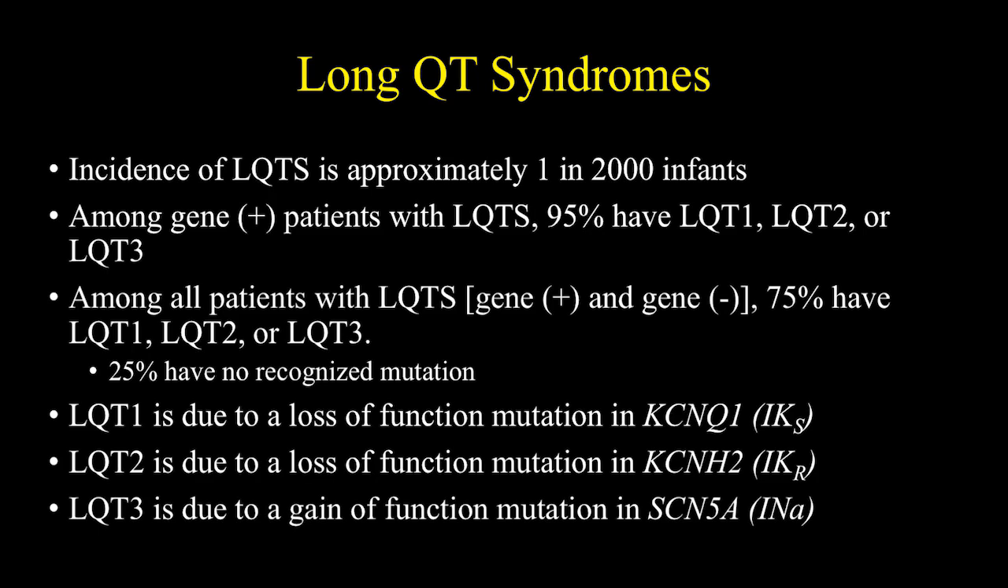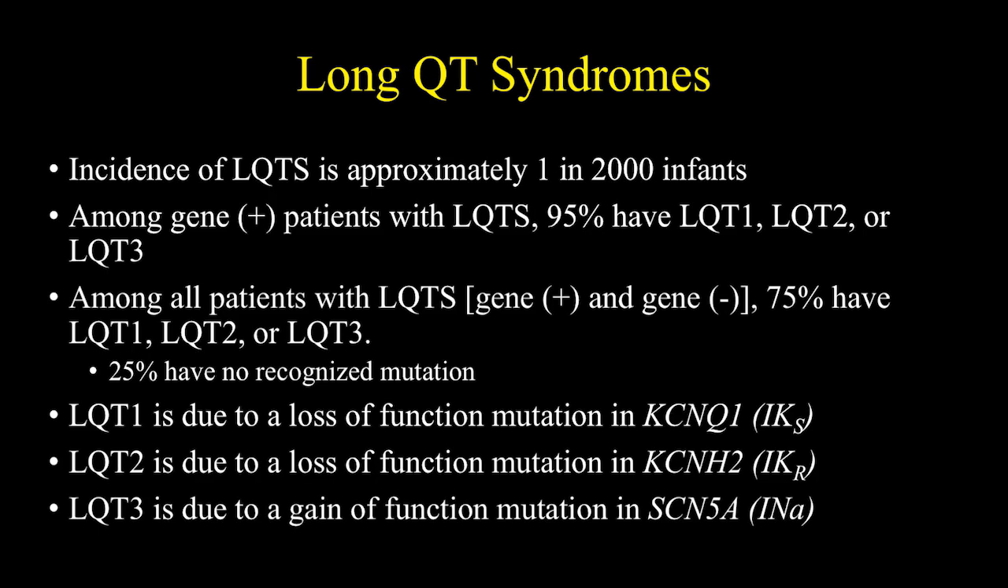And of those, they're about evenly matched. 25% of the patients, unfortunately, don't have any recognized mutation. They have some mutation that we just don't know what it is. Again, LQT1 is due to a loss of function mutation, and you have decrease of the delayed rectifier, the slow component. LQT2, again, is a loss of function mutation in the rapid component of the delayed rectifier current. And long QT3 is due to a gain of function of SCN5A, which controls the inward sodium current.